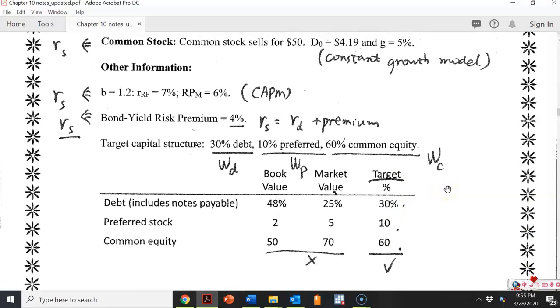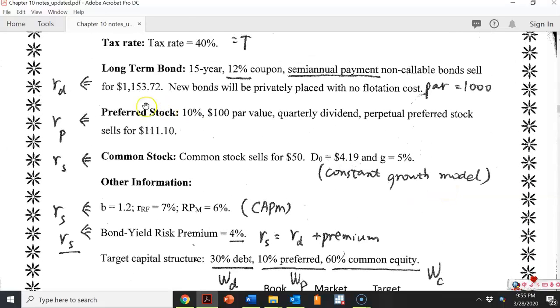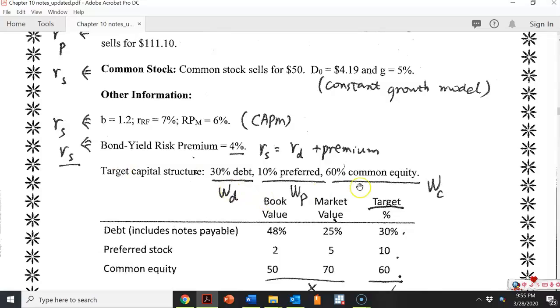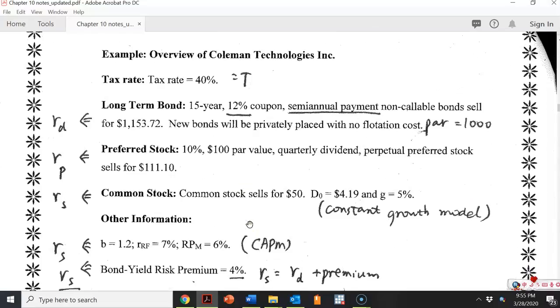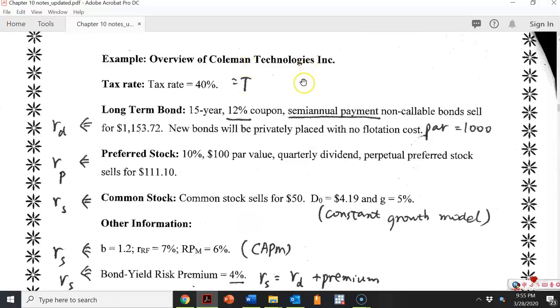So here is all the information we know. We're going to calculate the cost of debt, preferred stock, and common stock one by one, and multiply them by the three weights, taking the tax adjustment into account, to calculate WACC for this firm, Coleman Technologies.